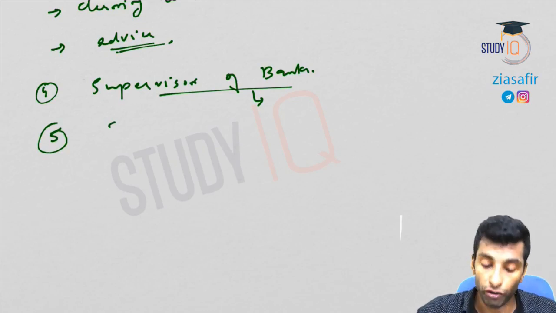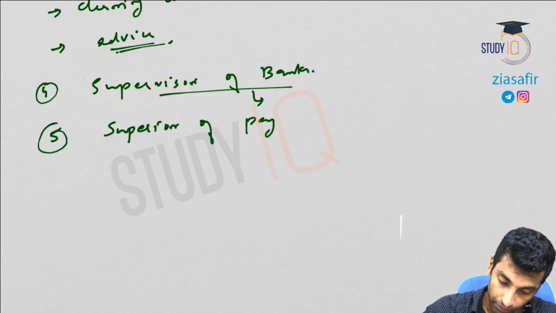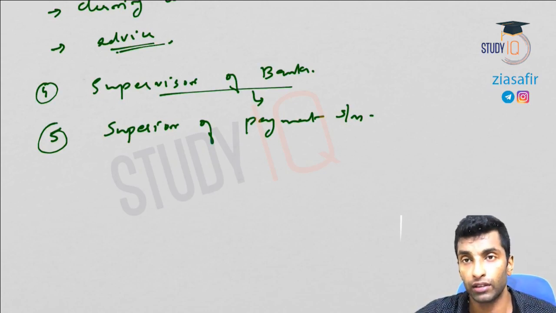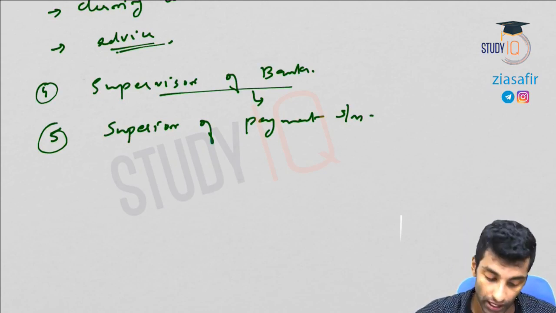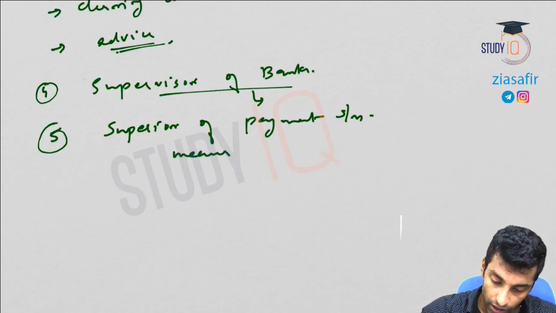Fifth, superior of payment system. So RBI regulates the norms in dealing with the money transfers within and outside the country. Okay, so different means of payment. What are the different means of payment?